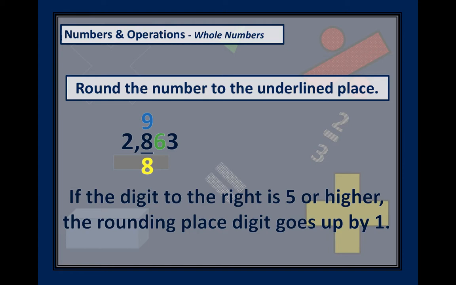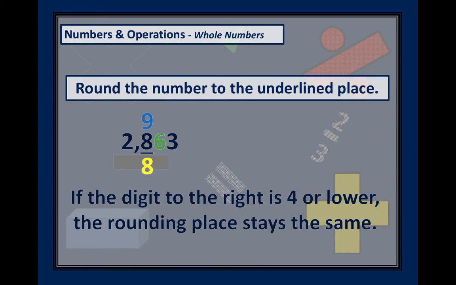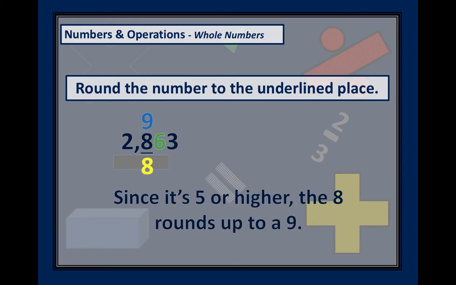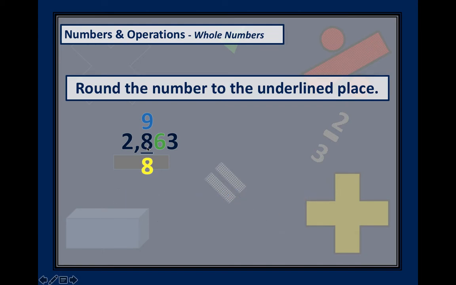Now the rounding rules state that if the digit to the right is 5 or higher, then the rounding place itself, that digit will go up by 1. If the digit to the right is 4 or lower, then the rounding place will stay the same. So in this example, you can see that the place to the right of the rounding place is 5 or higher. It's a 6. And because of that, our original underlined place, that 8 in the hundreds place, is going to go from an 8 up to a 9.